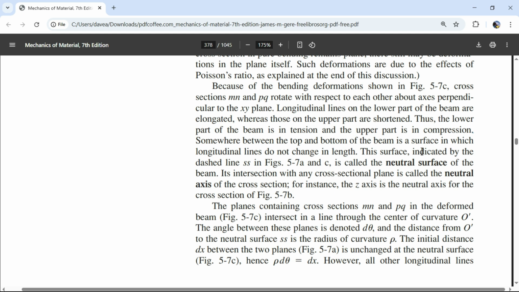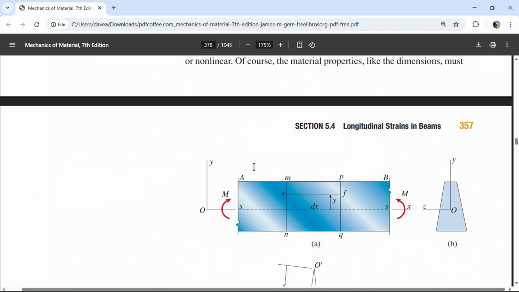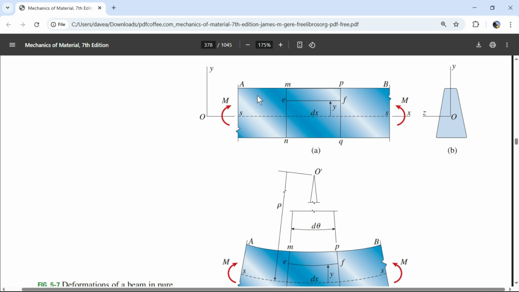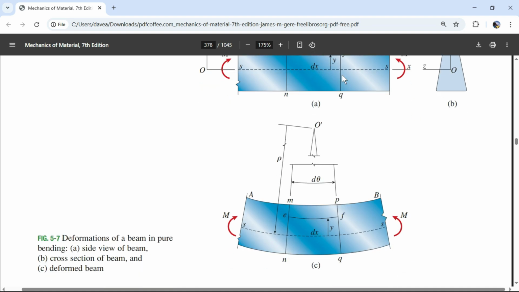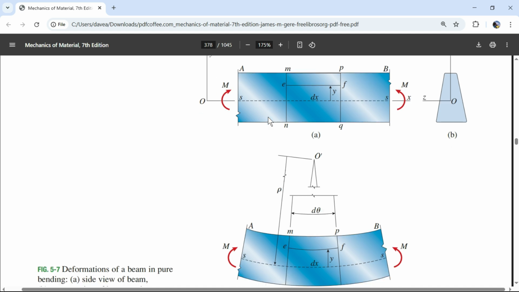This surface is indicated by the dashed lines SS, figure 5.7a, and on figure 5.7c. So this dashed line is the location. This location right here is the same length as the original width between these two cross sections. Wherever it happens, we're going to put it onto this diagram, and then we're going to put our axes there.